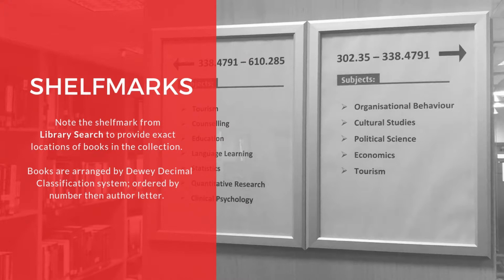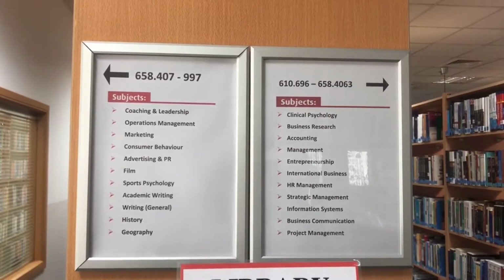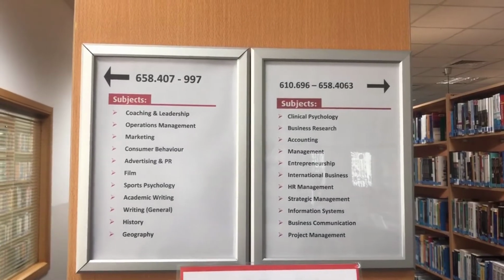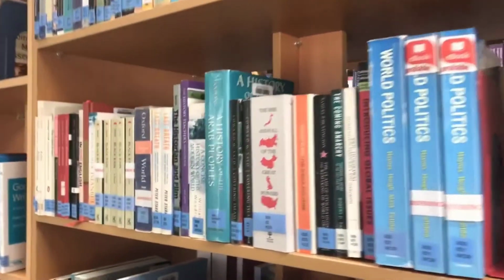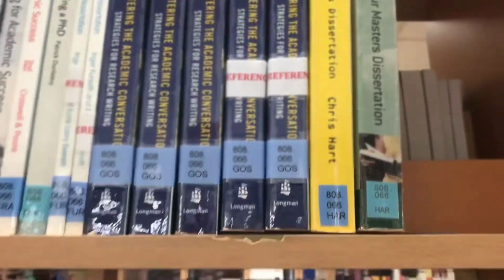Like map coordinates or a Google pin, shelf marks provide an exact location for books in the physical library collection. Books are arranged by Dewey Decimal Classification System. Check the number ranges on the bookshelf ends and choose the correct shelf accordingly. Books are arranged and ordered by number, then author letter.